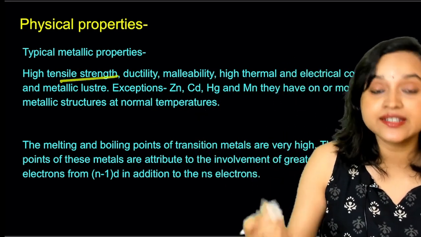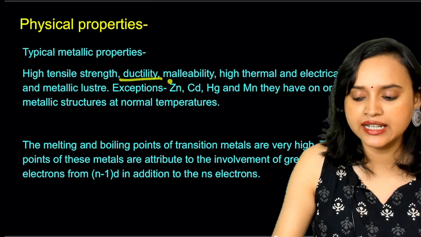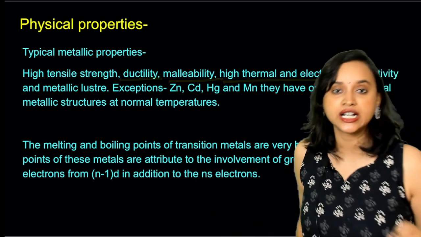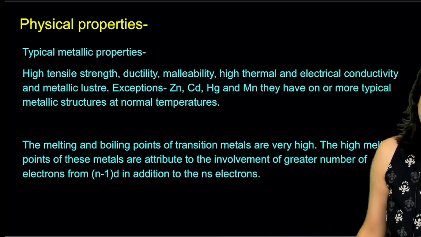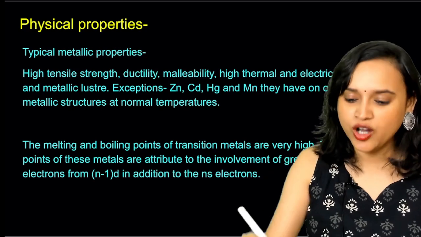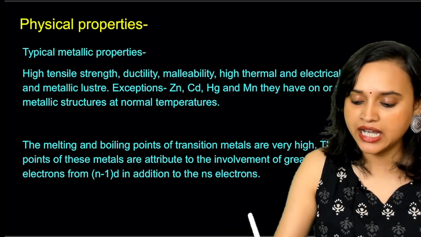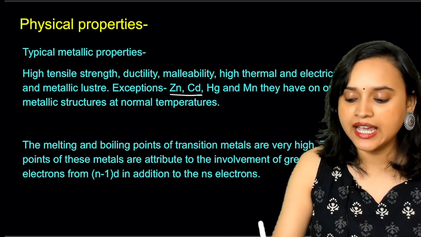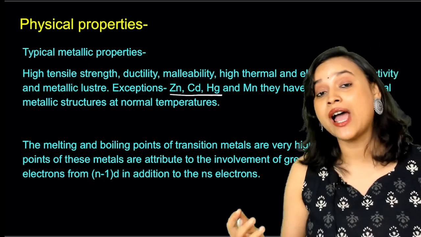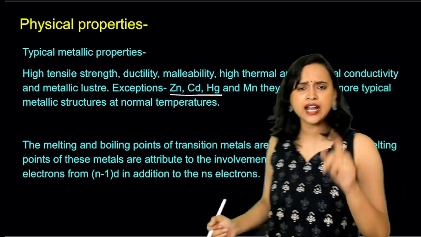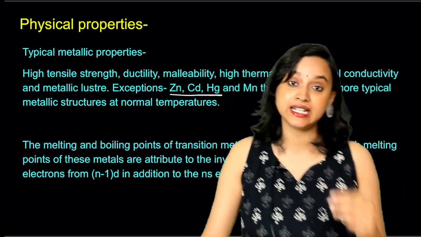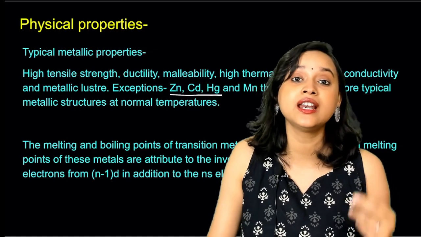So you have high tensile strength, and just like any other metal, they are ductile, they are malleable, they have high thermal and electrical conductivity, they have high metallic luster. However, exceptions are always there, and here the exceptions are zinc, cadmium and mercury. What happens to zinc, cadmium and mercury? They are actually called brittle metals, especially zinc. Zinc is called a brittle metal.